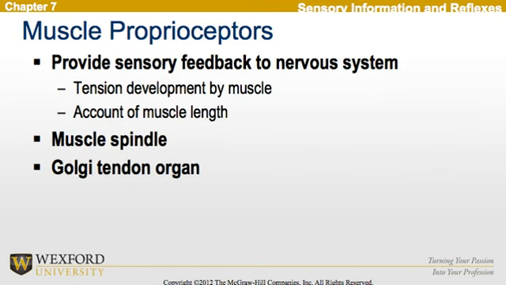Now, if we discuss muscle proprioceptors, they provide sensory feedback to the nervous system, which would involve tension development by a muscle and account for muscle length. There's also muscle spindles and Golgi tendon organs.